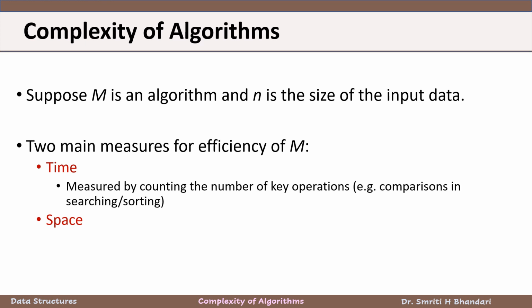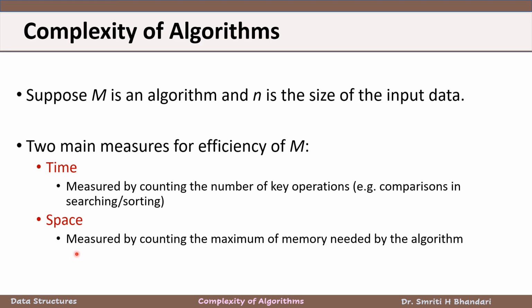Time complexity is measured by counting the number of key operations, for example, comparisons in searching or sorting. Whereas space complexity is measured by counting the maximum of memory needed by the algorithm. So time complexity actually deals with the number of key operations those are performed, right?